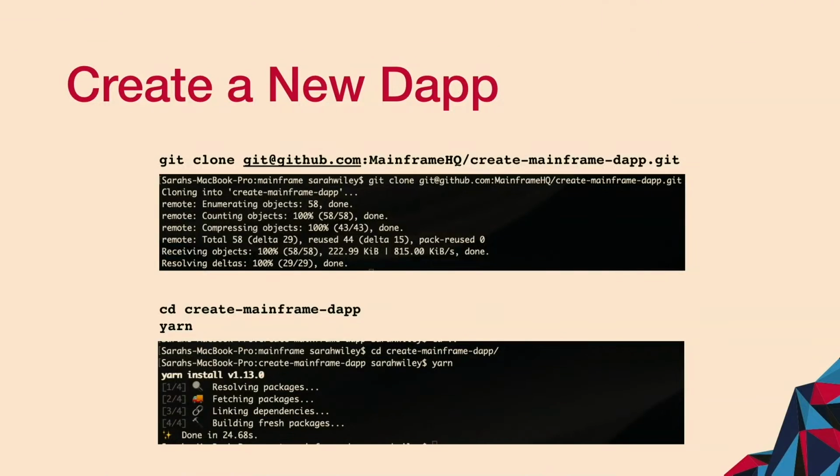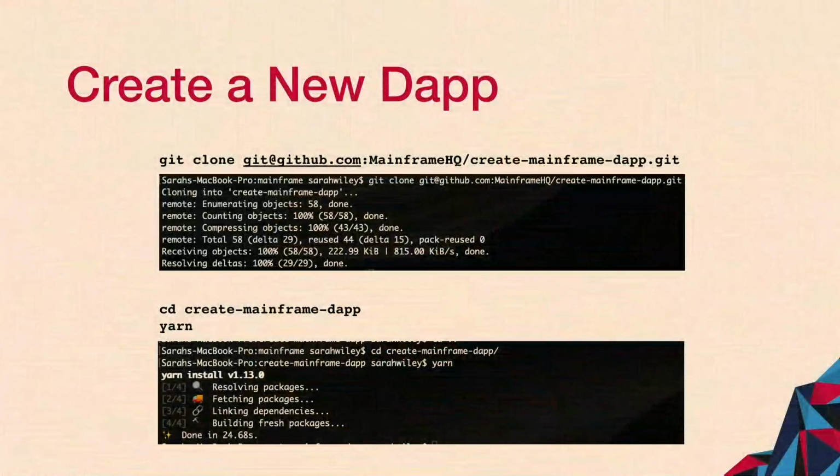Okay, creating a DApp. So we have extended the Create React App tool. It's called Create Mainframe DApp. You clone the repo and you end up with a basic project that has our integrations and our structure pre-built into it. So you can go to this repo. All of this is in my slides, but it's also in the developer documentation that we were looking at earlier.